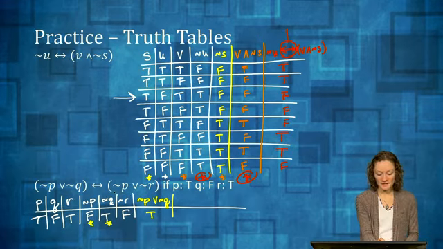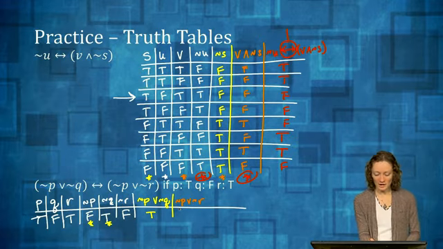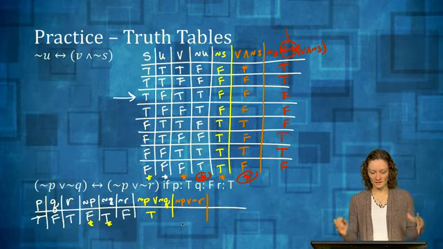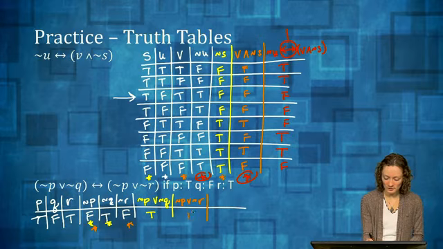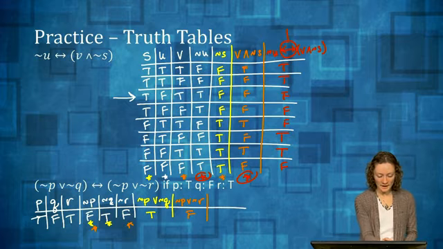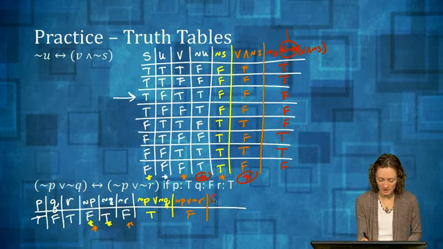Then the other parentheses, negation P or negation R. We have a column for negation P, and negation R. Pull them together with or. If at least one true, then it's true. They're both false, so it's false. And then finally, we have each of these parentheses, so we can pull it together with that biconditional.